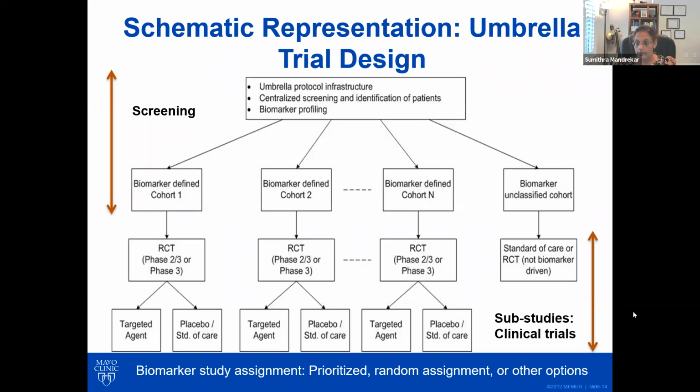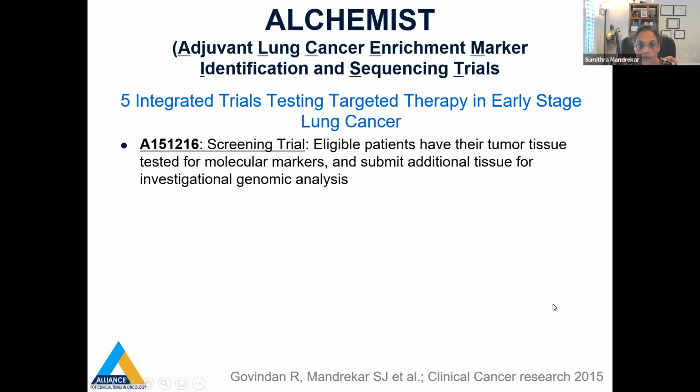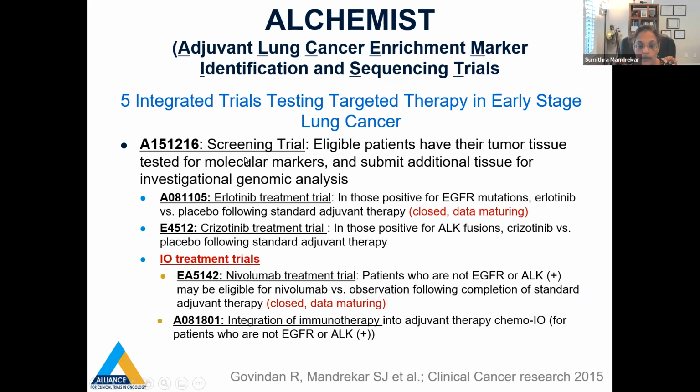I want to talk a little bit about an umbrella screening study that we have within the Alliance for Clinical Trials in Oncology. It's called the Adjuvant Lung Cancer Enrichment Marker Identification and Sequencing Trials. It's 5 integrated trials testing targeted therapy in early lung cancer. We have a big screening trial, where patients submit their tumor tissue, and then we submit additional tissue for investigational genomic analysis. And then we have 4 treatment trials underneath.